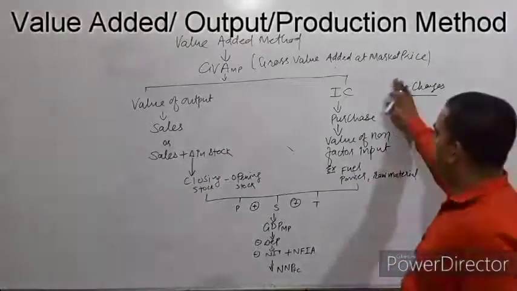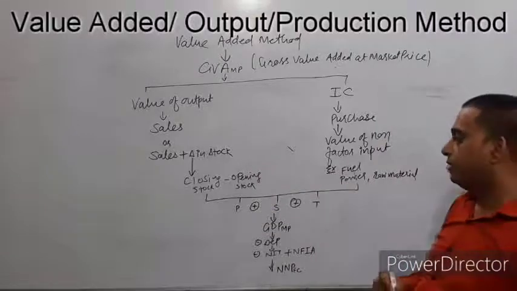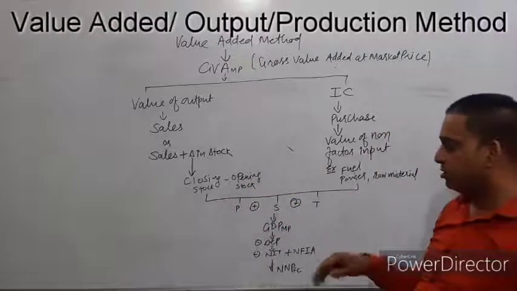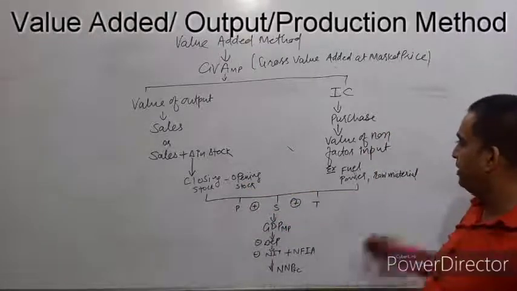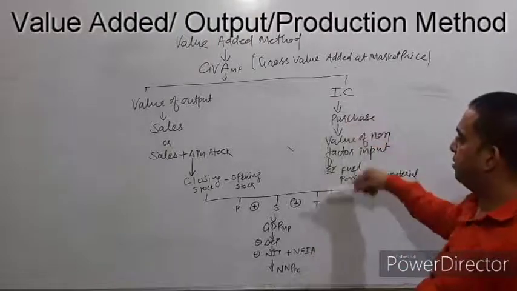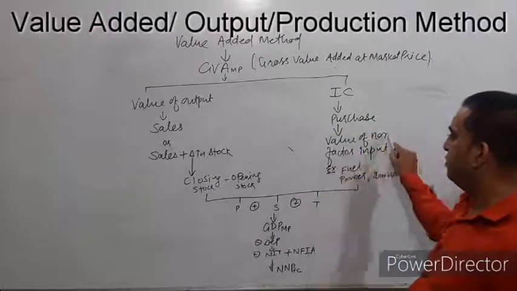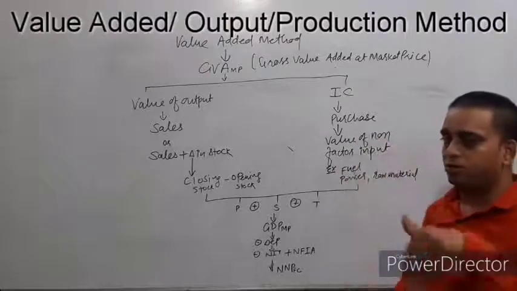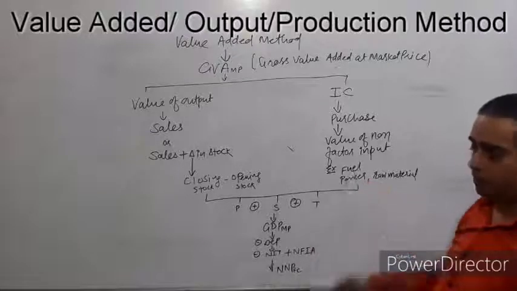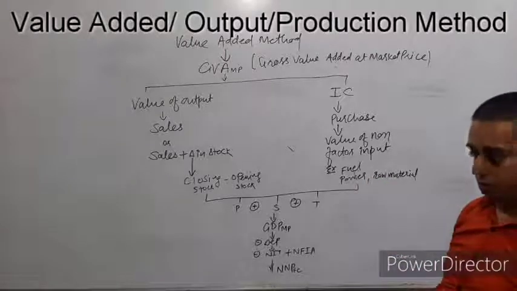Change in stock, right? So what is the formula for change in stock? What can we remember for this? It means closing stock minus opening stock. Closing stock minus opening stock. And after intermediate cost, here is purchase, here sales. Purchase, value of non-factor input. Non-factor input means all types of things related to purchase we have to write here. For example, fuel, power, raw material, all things we can include, right?